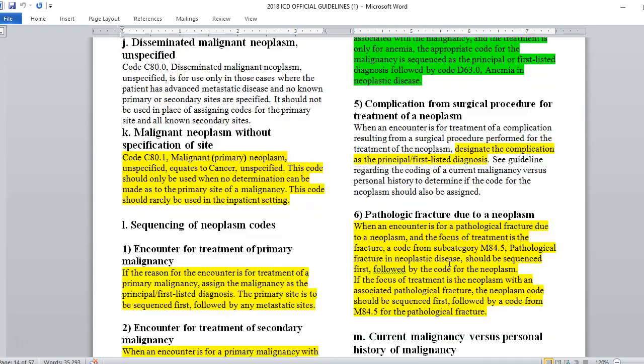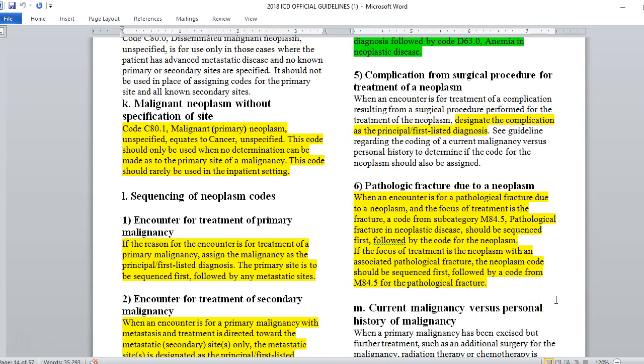Now, what if we have a complication from a surgical procedure? So when an encounter is for treatment of a complication resulting from a surgical procedure performed for the treatment of a neoplasm, designate the complication as the principal or first listed diagnosis. So again, complication first and then everything else. See the guideline regarding the coding of current malignancy versus personal history to determine if the code for the neoplasm should also be assigned. And again, this is because a lot of times when we're doing a surgical procedure, it's to remove the tumor. So we need to be clear, are we treating the tumor or are we removing the tumor?